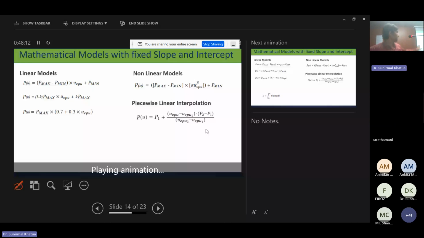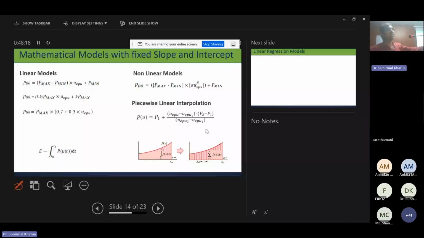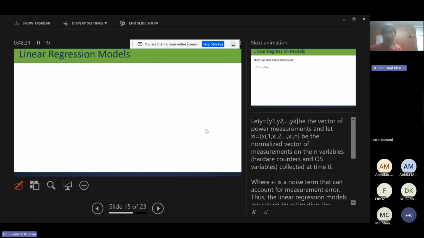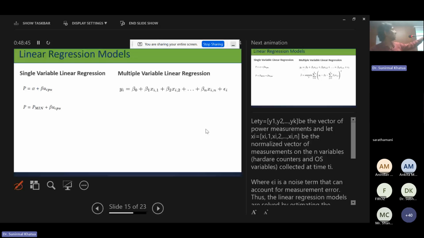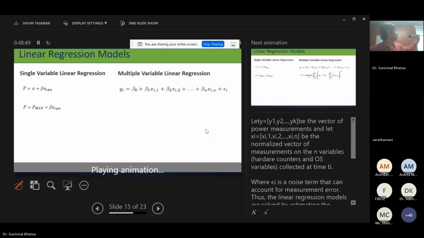But this continuous function can be converted to discrete form, taking the summation to get the estimated power. And using that estimated power, we can find the fitness of a virtual machine to a host. Also we can use some regression model. For a single variable, we can use alpha plus beta times CPU, where alpha is Pmin. But for multivariable, we can consider not only CPU but memory, IO, or others. So we have to find the beta cap to optimize the sum of the square errors.